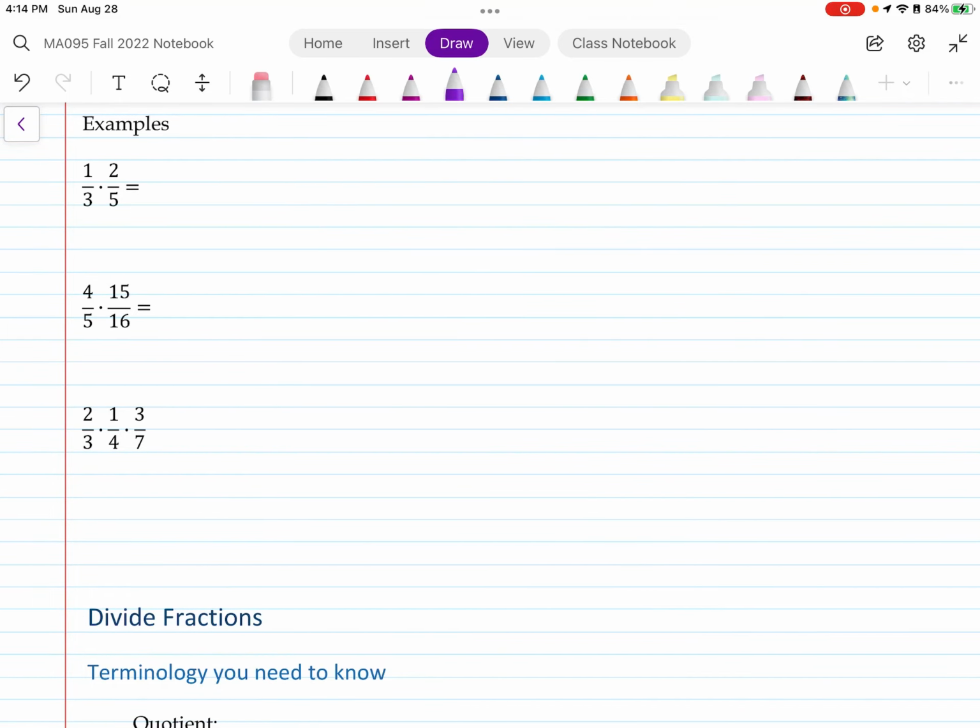All right, so let's look at these. We've got 1/3 times 2/5. So that basically just means 1 times 2 over 3 times 5. And you don't have to write that step down if you see it. It's fine. Don't take shortcuts until you're really good at things, okay?